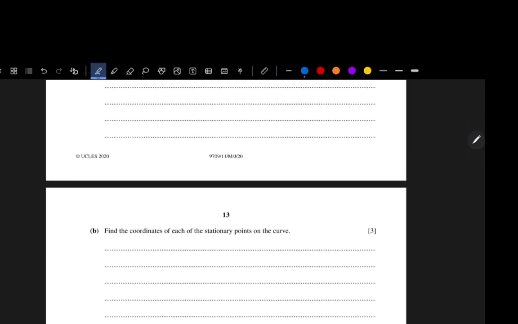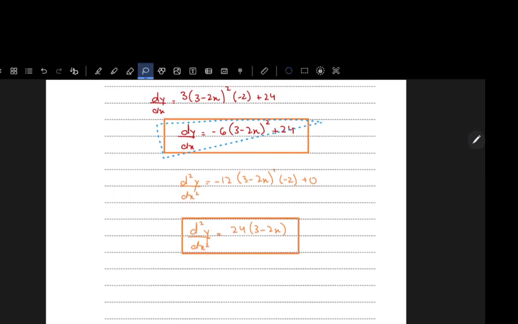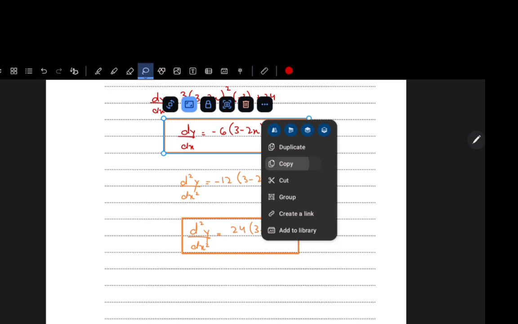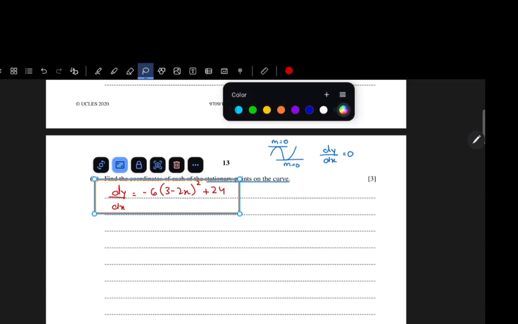In the second part of the question, we need to find the coordinates of the stationary points of the curve. We know that if this is the curve, then if we draw a tangent over here and a tangent over here, the gradients over here will be equal to 0, or in other words, dy upon dx will be equal to 0. So we just found the first derivative. Let's copy it over here, and let's change the color.